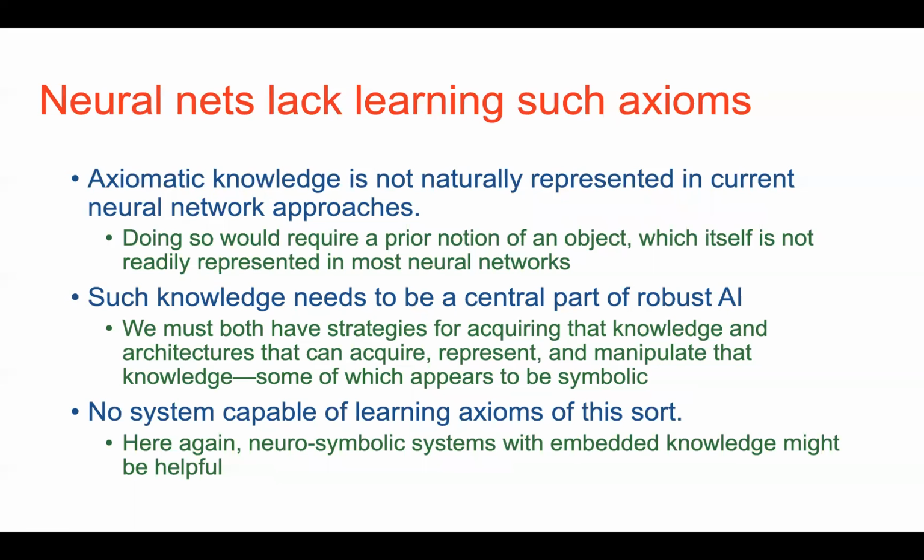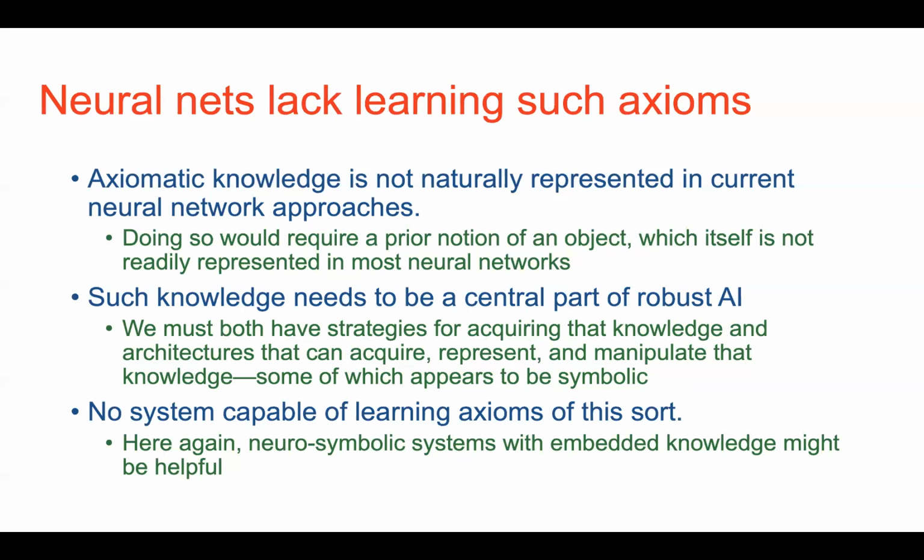Neural nets lack learning such axioms. Axiomatic knowledge is not naturally represented in current neural network approaches. Doing so would require a prior notion of an object, which itself is not readily represented in most neural networks. Such knowledge needs to be a central part of robust AI. We must have the strategies for acquiring that knowledge and architectures that can acquire, represent, and manipulate that knowledge, some of which appears to be symbolic.